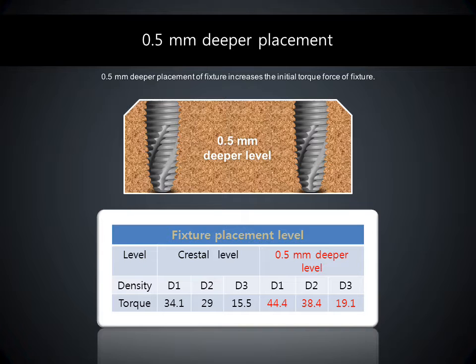In test bone blocks of various densities, the 0.5 mm deeper placement increases torque by 10 Nm in the dense D1 block, 9 Nm in the medium D2 block, and 4 Nm in the soaked D3 block.